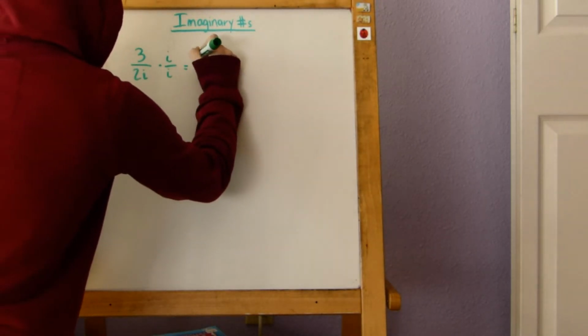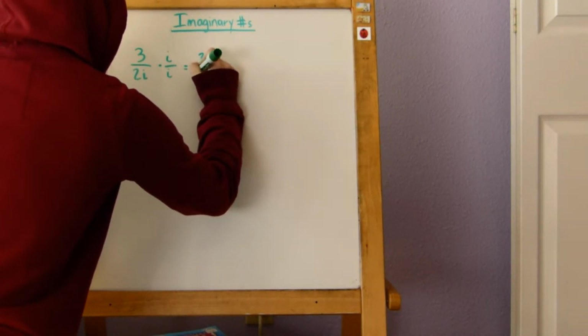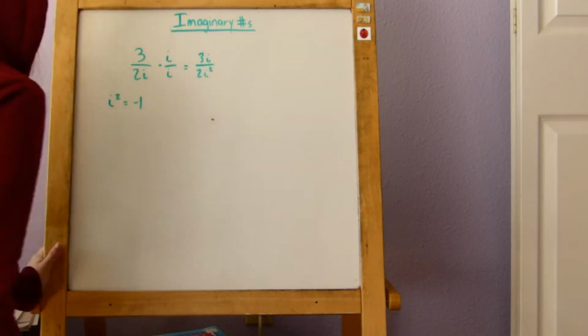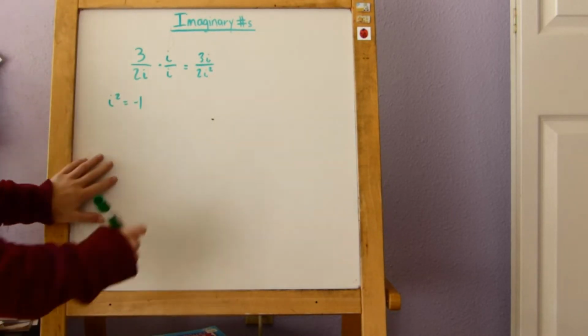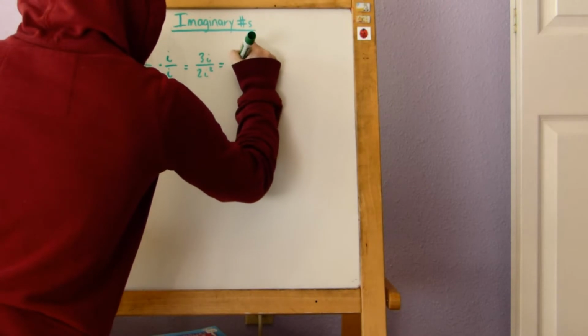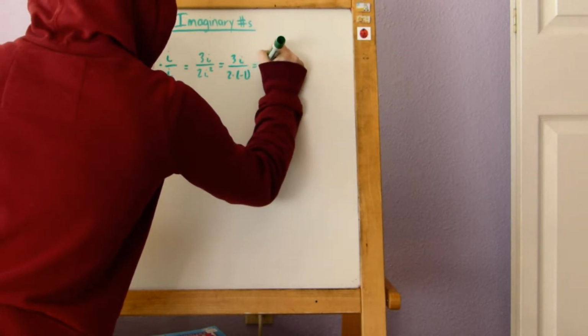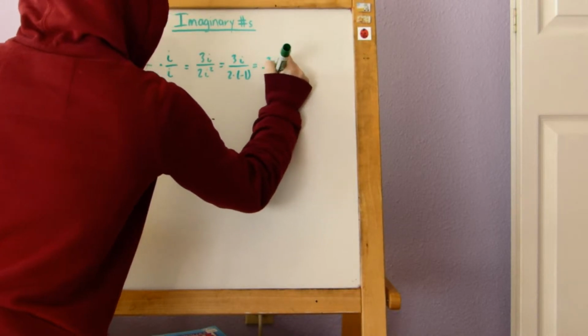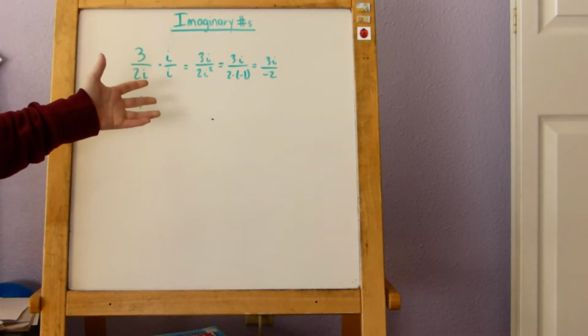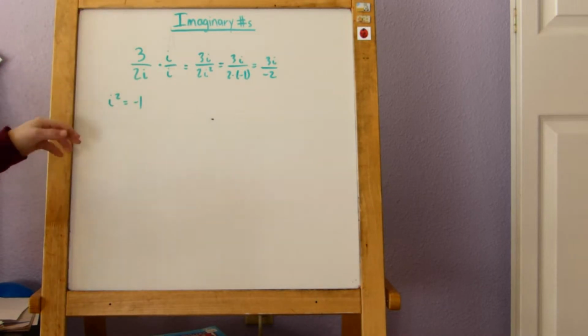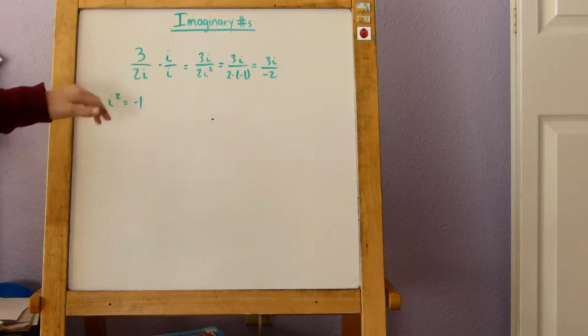So, if we multiply, we're going to get 3i over 2i squared. i squared is negative 1. So, 3i over 2 times negative 1, we end up getting 3i over negative 2. And that's how you solve a problem where it asks you to get rid of the i in the bottom.